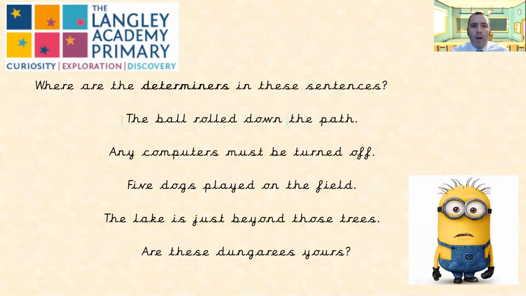So our first one, the ball rolled down the path. So this is our definite article. We know exactly which ball we're talking about. We know exactly which path.